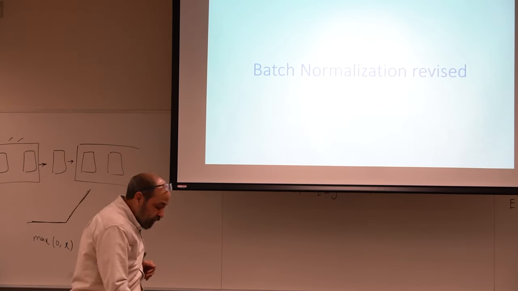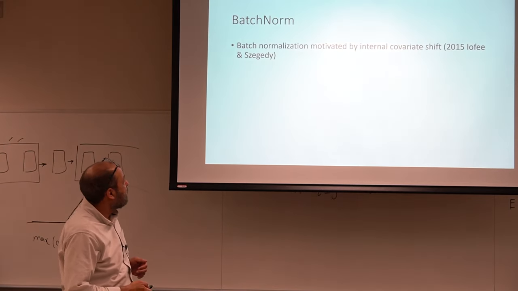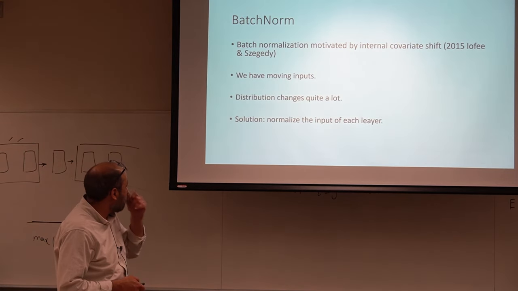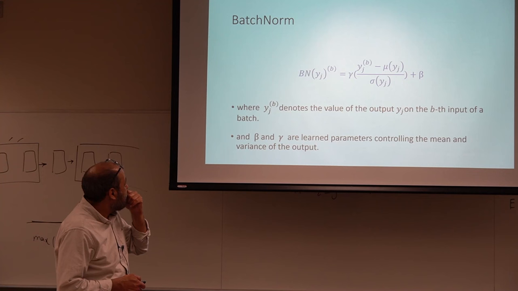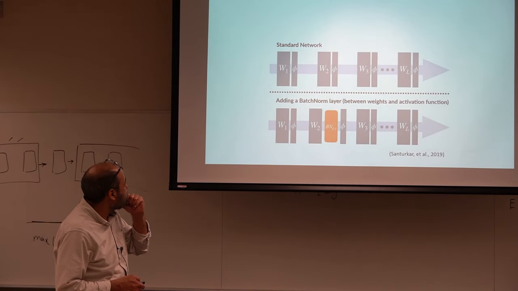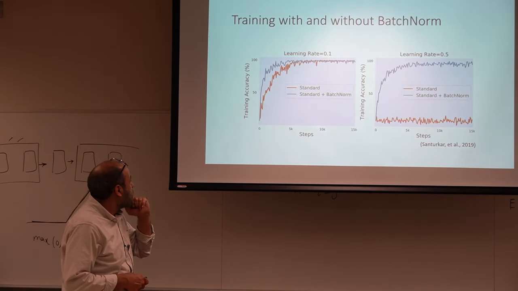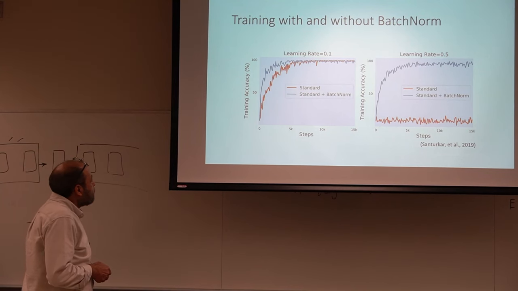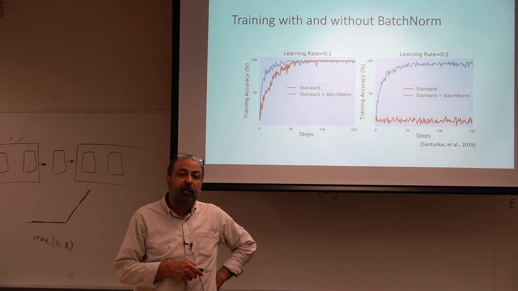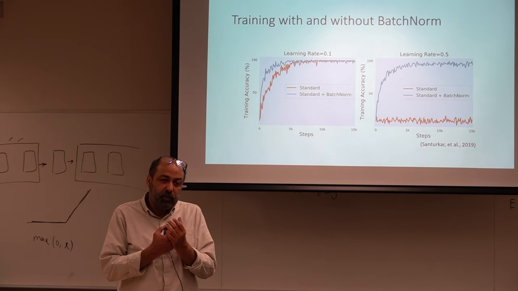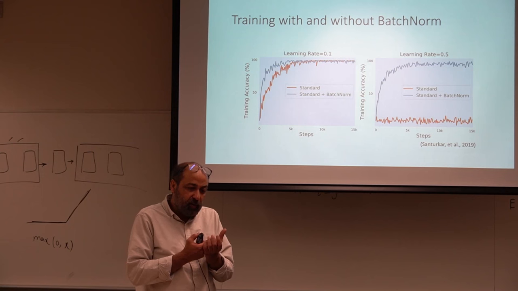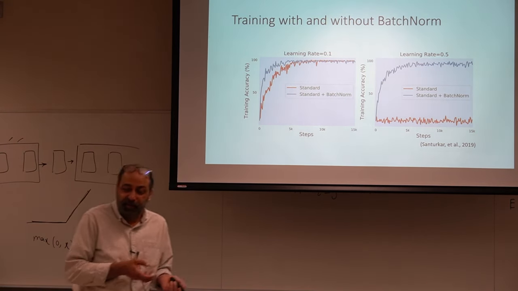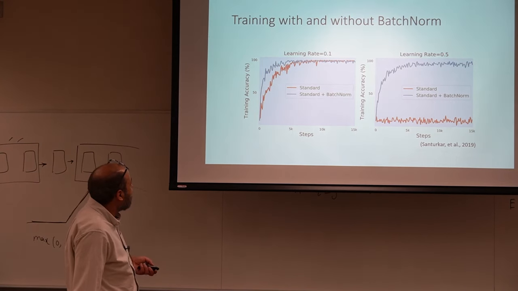There is a paper in 2019. The original paper was 2015. And there's a paper in 2019 which basically shows that our intuition in 2015 possibly is incorrect, or not possibly, certainly maybe is incorrect.